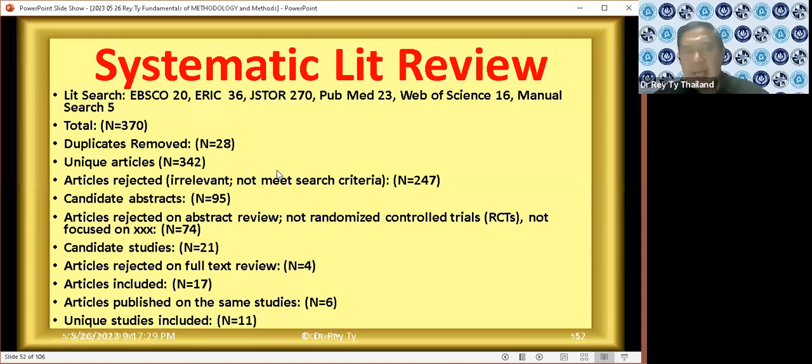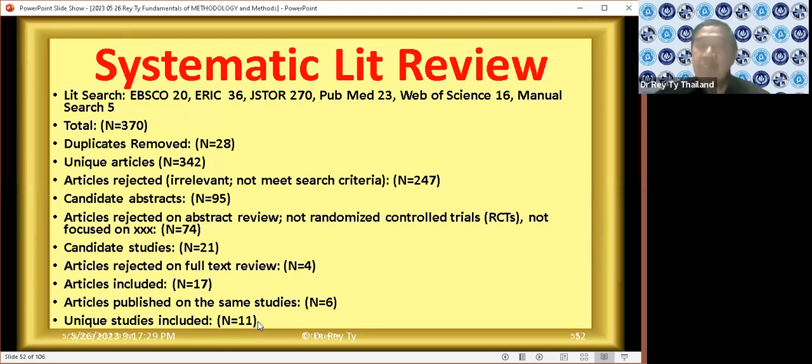And I reject many irrelevant materials which I don't need for my paper. So there are candidate 95 abstract, and then the papers which are rejected because they don't have randomized control trials, which is maybe what you want, 74. So the total candidate studies is 21 at the end of the day. And then you, after reading the 21, you rejected 4 full text articles, and you only actually use 17. And then articles published in the same study 6, and you found out there are only 11.